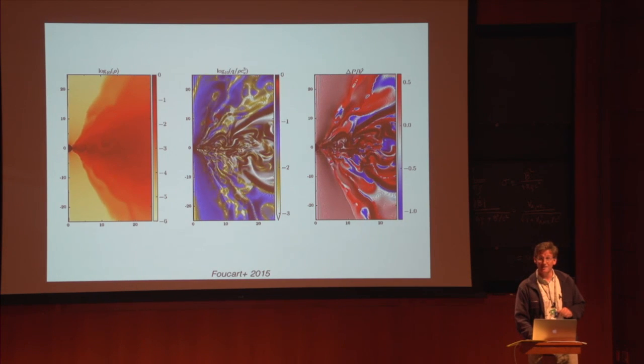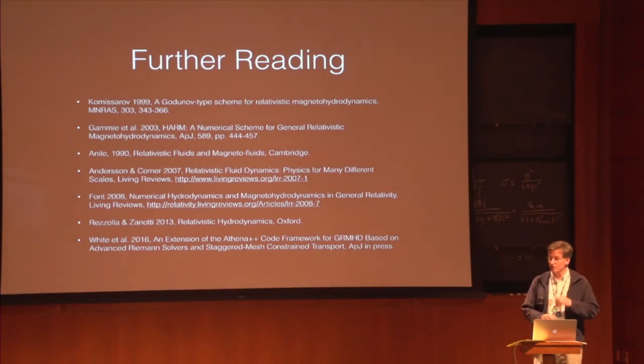Okay, and that is it. I have a list of further reading for you. A really inspirational paper for me was Komissarov's 1999 paper on numerical methods for special relativistic MHD. And it's extremely clear. We have a paper on our numerical scheme for general relativistic MHD. You can draw your own conclusions about the clarity of that.